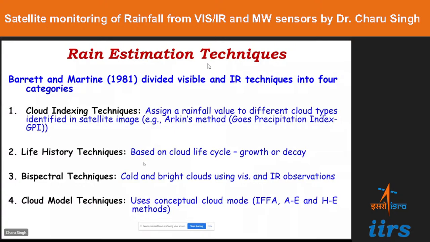Then there is another technique called the life history technique, which is based on the cloud life cycle. Suppose we have the multi-temporal images, accordingly we can identify by estimating the cloud top temperature whether the cloud is a growing cloud or a decaying cloud. So we basically use here the life history of the clouds. Then there is the bispectral technique. With cold and bright clouds, using visible and IR observations, we can infer whether the cloud is a rain-bearing cloud or not.